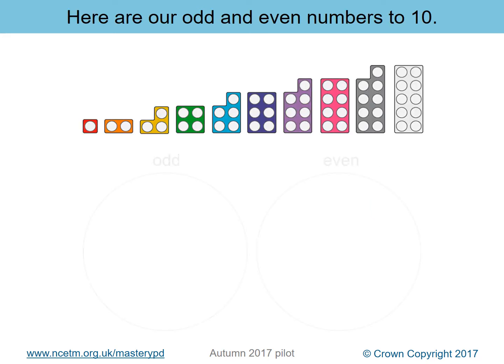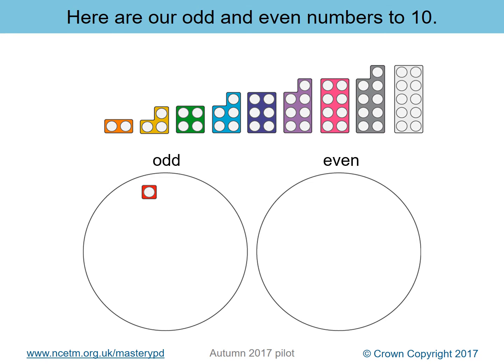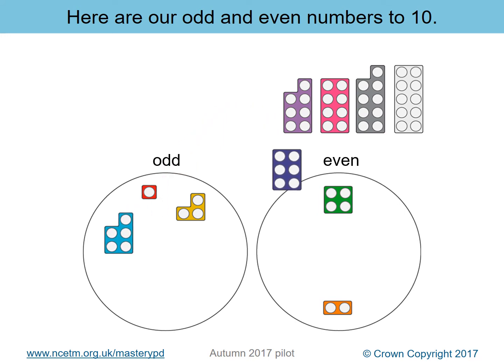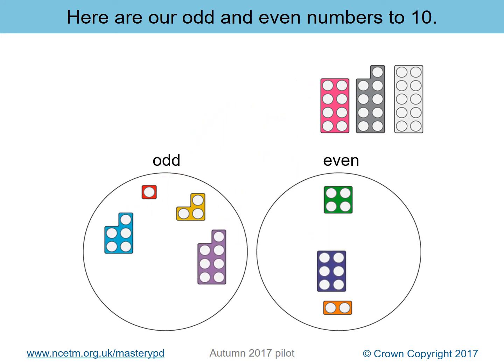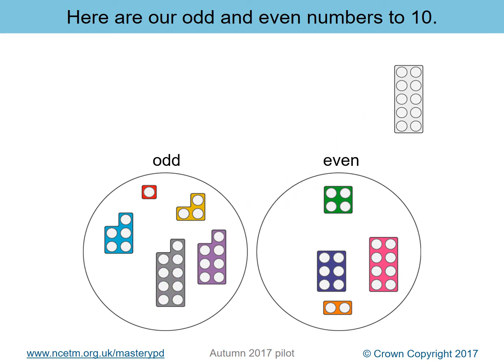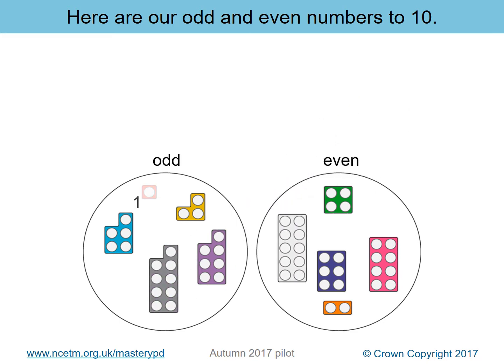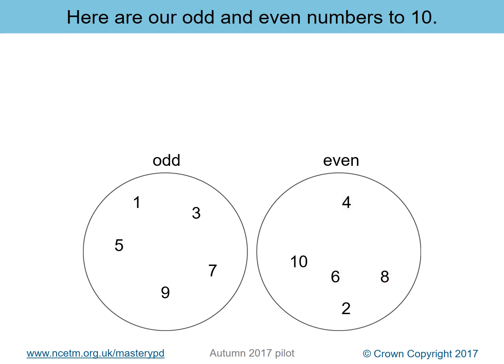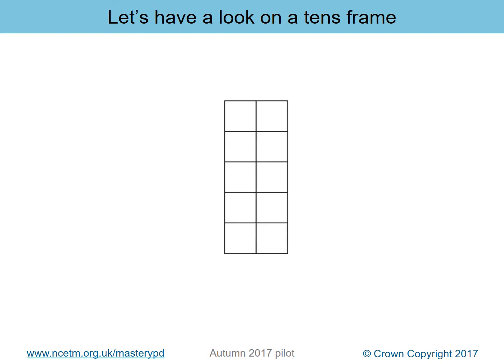So here are odd and even numbers to 10. So we have 1, which is odd, 2, which is even, 3, which is odd, 4, which is even, 5, which is odd, 6, which is even, 7, which is odd, 8, which is even, 9 is odd, and 10 is even. 1, 3, 5, 7, 9 are our odd numbers, and 2, 4, 6, 8, 10 are our even numbers.